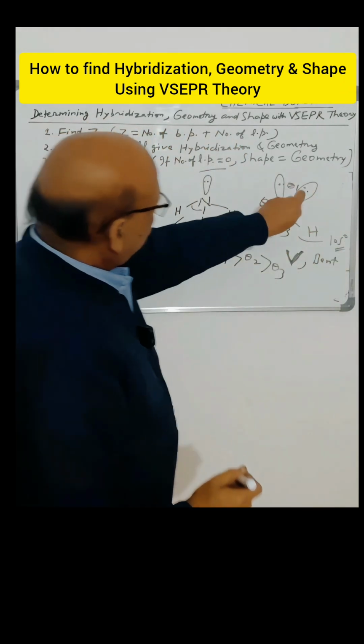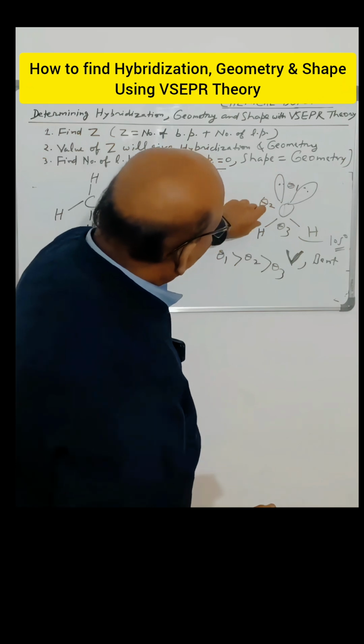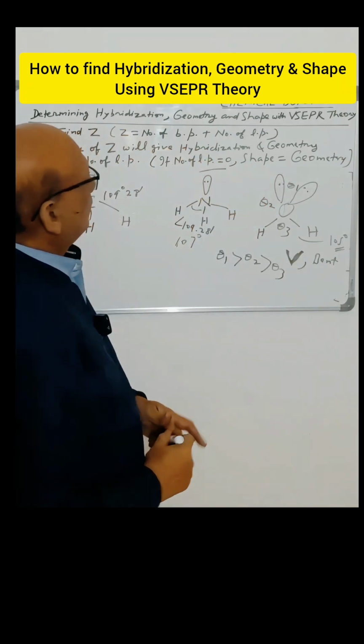And this is due to the greater repulsion between lone pair and lone pair as compared to lone pair and bond pair, and lone pair repulsion is more as compared to bond pair. This is as per the VSEPR theory.